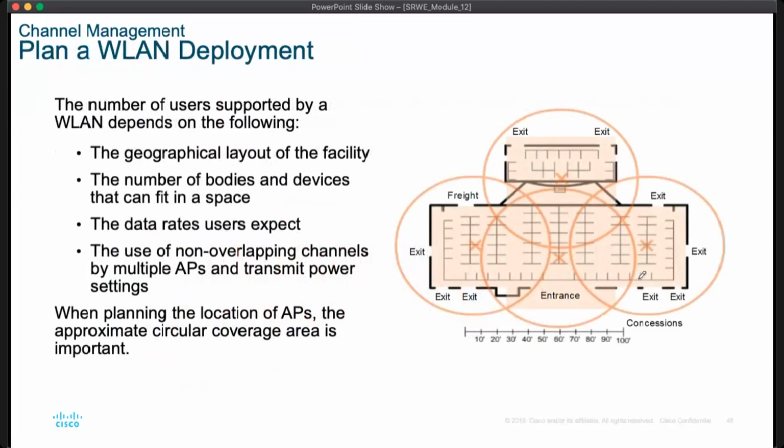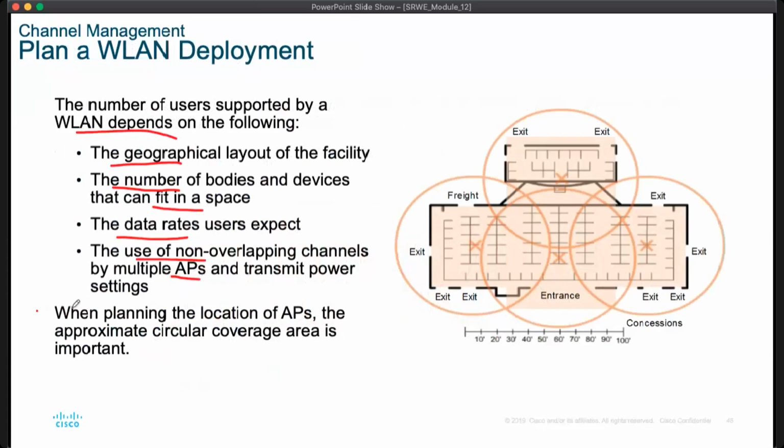Plan a wireless LAN deployment. The number of users supported by a wireless LAN depends on the following. First, the geographical layout of the facility or building. Next, the number of bodies and devices that can fit in a space. Next, the data rate users expect. And then the use of non-overlapping channels by multiple APs and transmit power settings.